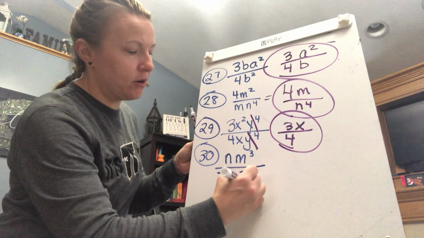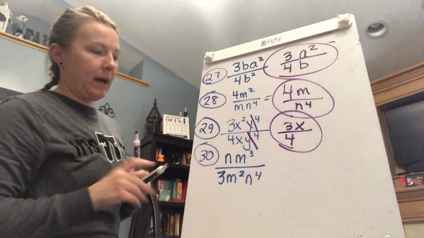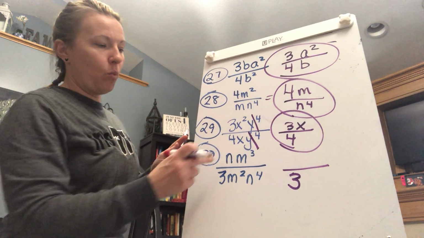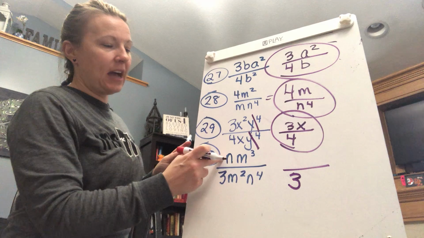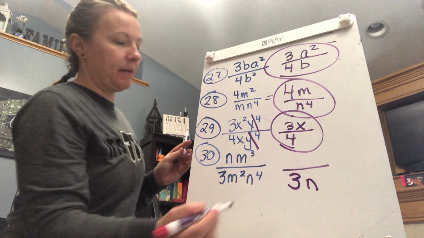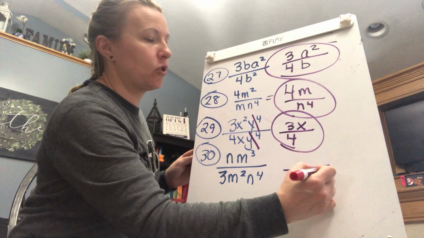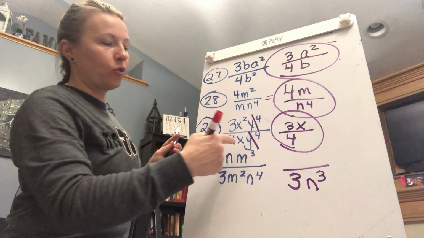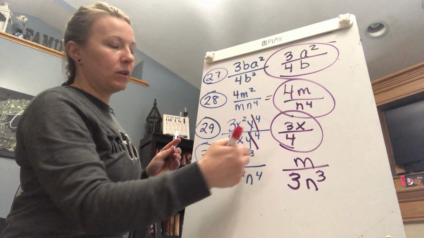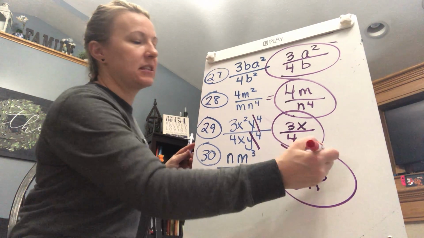And then the last guy says m to the 3rd over 3m squared n to the 4th. Okay, I've got a 3 on the bottom. 3 is going to stay on the bottom. I've got 1 n on the top, 4 n's on the bottom. So there's more n's on the bottom. 4 take away 1 gives me 3 n's. I have 3 m's and 2 m's. M wins the top spot. 3 minus 2 gives me 1, and then that's my answer.